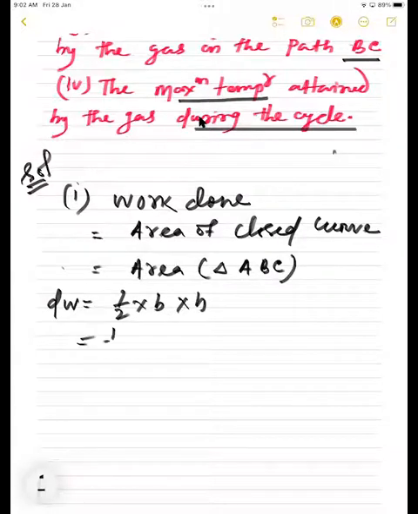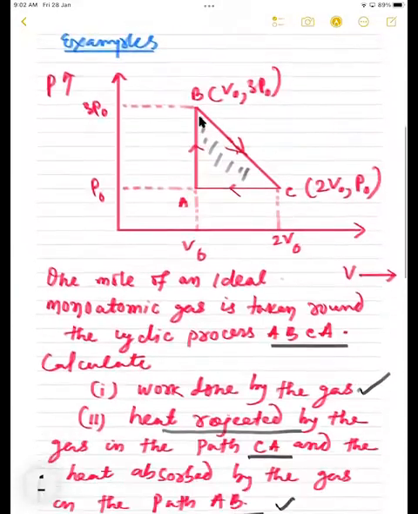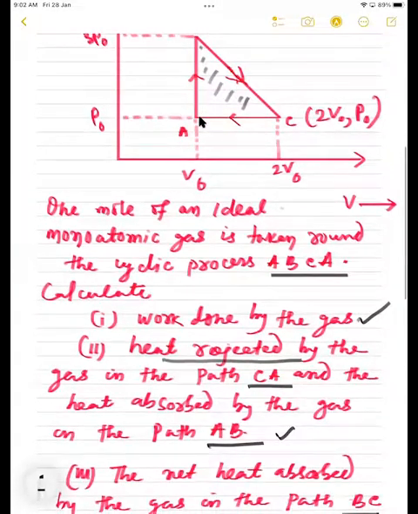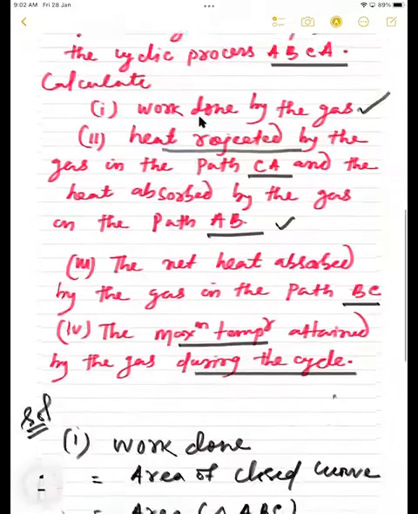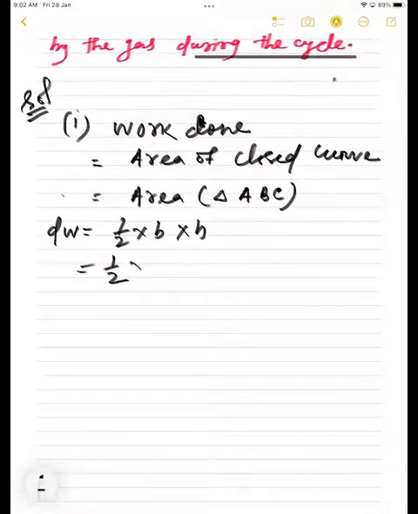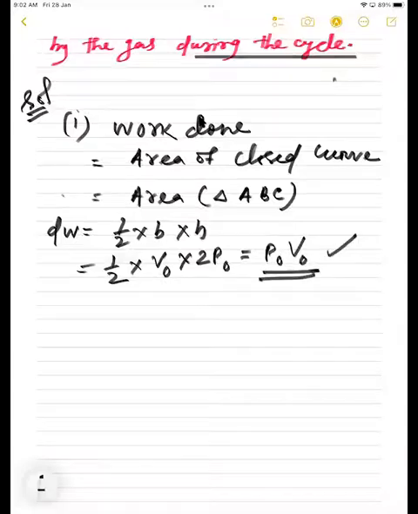See here, students, what is the base? This is 2V naught, this is V naught. So 2V naught minus V naught is V naught. And what is the height? 3P naught minus P naught, 2P naught. Are you getting all? So that is half into V naught, base, into height, 2P naught. So that is P naught V naught. This is the work done, correct?